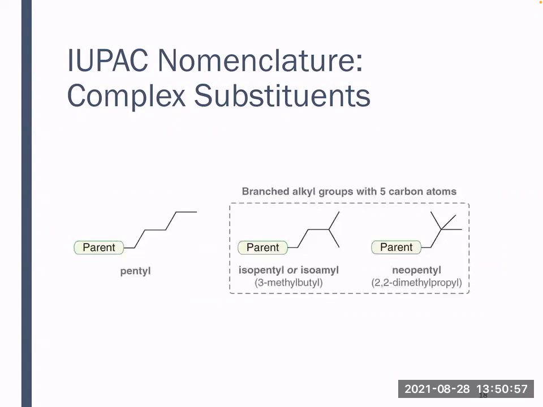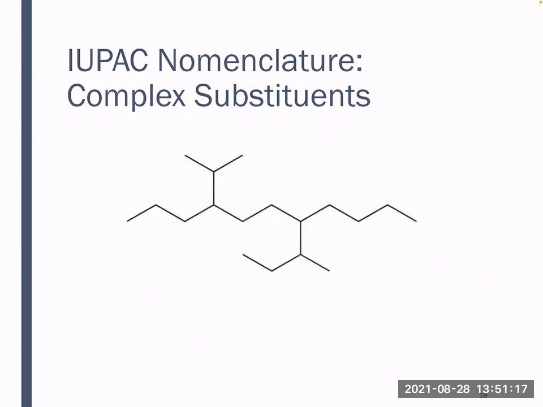If you have 5 carbons, again, if it's in a normal chain, that's a pentyl group. But if it's attached like this, we call that isopentyl. And if it's attached like this, we call that neopentyl. So let's look here. We're going to find our main chain, and then we'll name the complex substituents. So here's my longest chain. So this is my parent chain here.